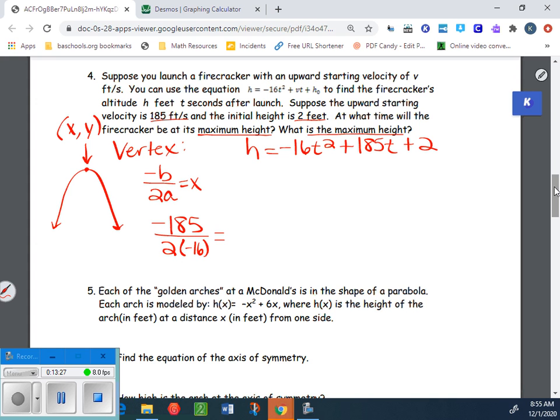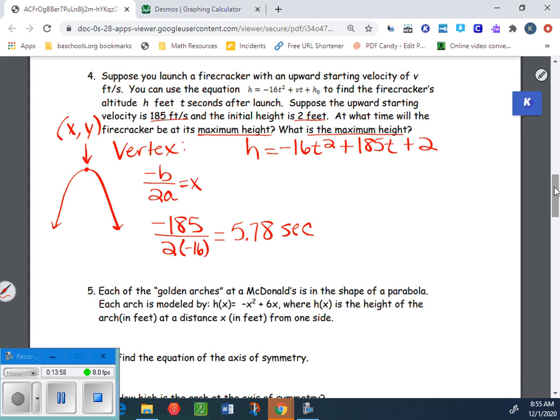All right, so at what time? We're going to round to the nearest hundredth. So I'm going to put this into the calculator, and I'm going to divide -185 by 2 times, I'm just going to say -32. Divided by -32. So approximately, I'll round to the nearest hundredth, 5.78. So that will be the time, 5.78 seconds.